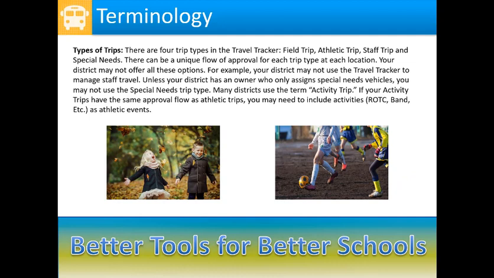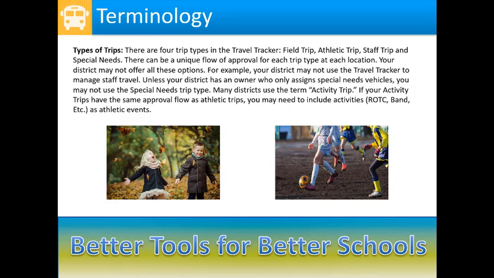Types of trips. There are 4 trip types in the Travel Tracker: field trip, athletic trip, staff trip, and special needs. There can be a unique flow of approval for each trip type at each location. Your district may not offer all these options. For example, your district may not use the Travel Tracker to manage staff travel.